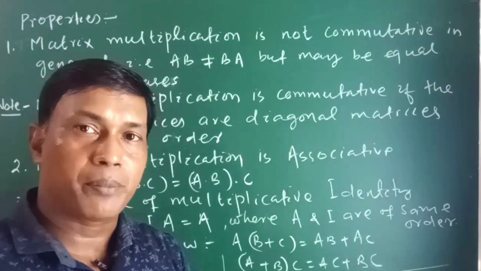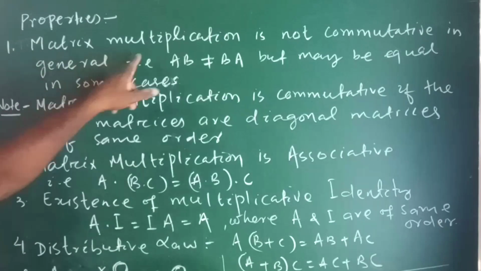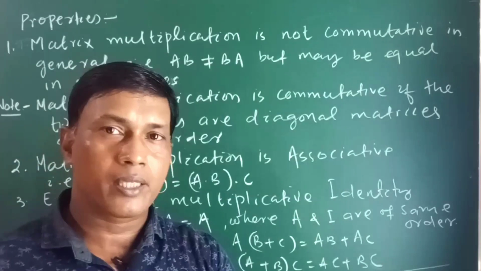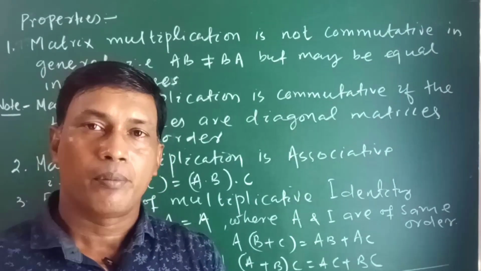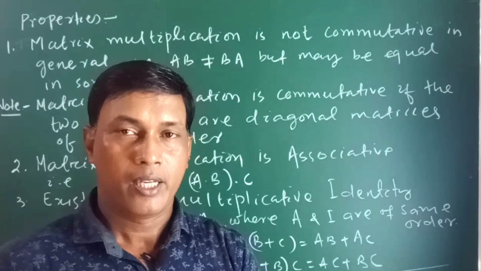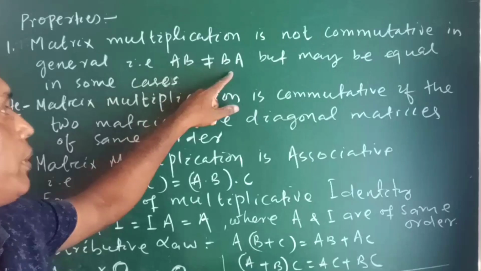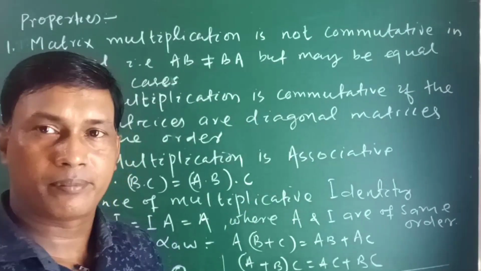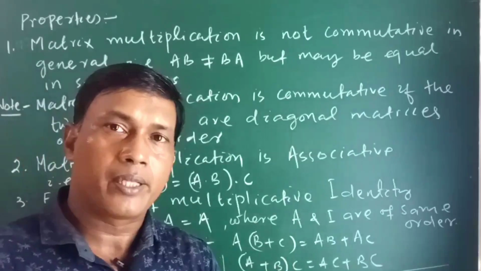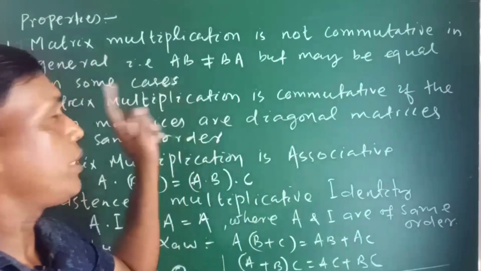Now the properties of multiplication of two matrices. First property: matrix multiplication is not commutative in general. In case of addition, matrix addition was commutative, A plus B is equal to B plus A. But in case of product, A into B is not equal to B into A in general. The product is not commutative, but may be equal in some cases. But generally the product is not commutative.